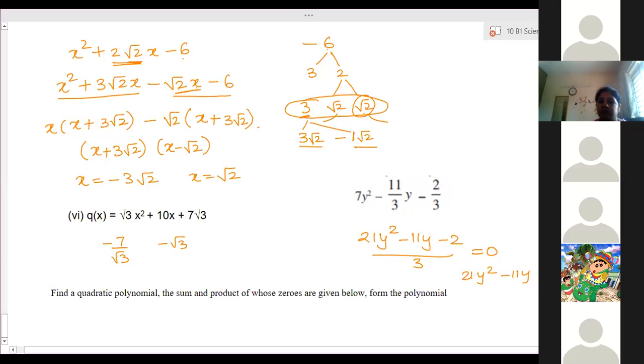Ma'am, the 0 went to the RHS, right? I mean 3 went to the RHS. Went to the RHS and becomes 0. 0 into 3 is 0.